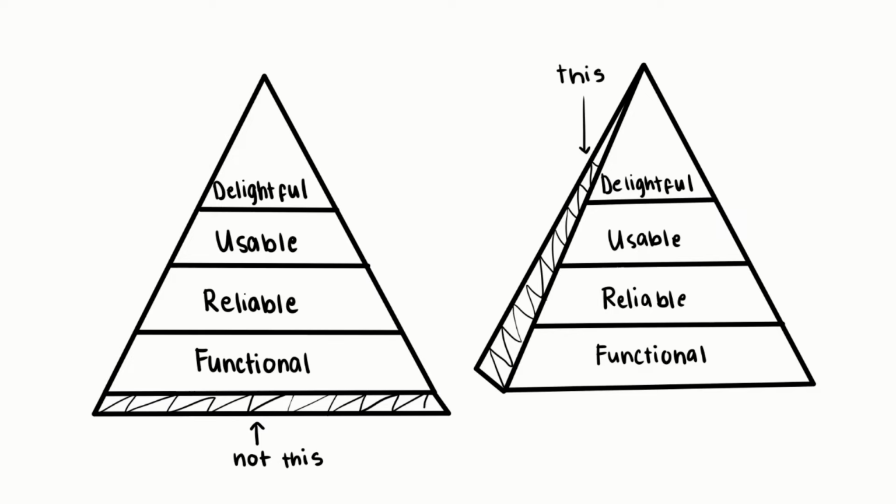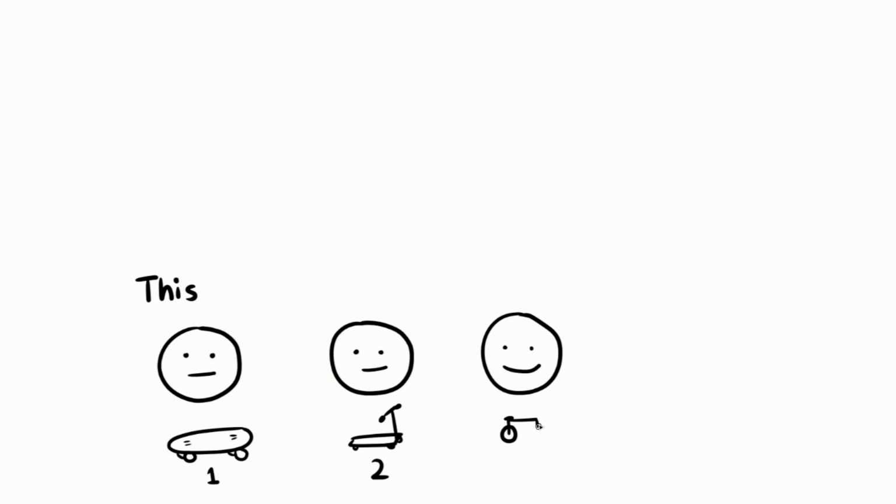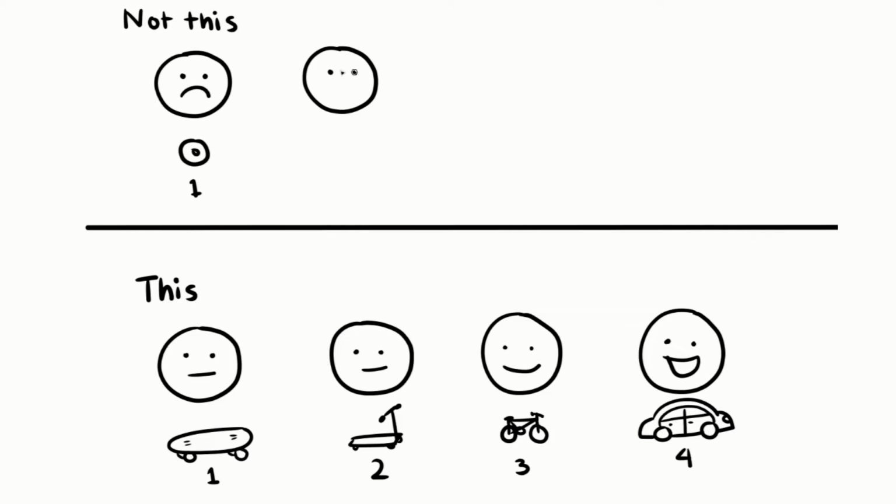In other words, don't simply deliver functionality in an MVP thinking that you can ignore reliability, usability, and delightfulness, because that won't work. While an MVP has limited functionality, it should still be complete in that it should address all the 3 higher level attributes. For example, if you're solving a problem of helping people get from point A to point B, your MVP should look like this, not like this.